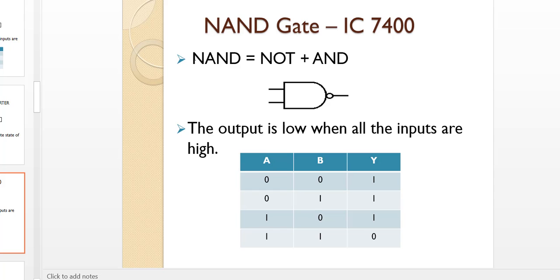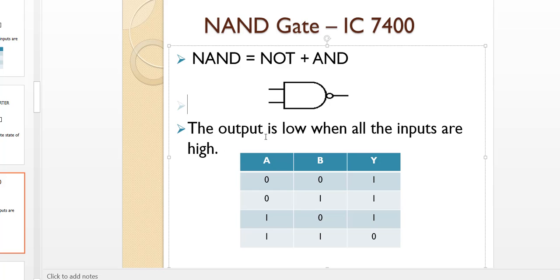See here, this is NOT, and this is an AND, correct? So this is nothing but NOT plus AND, a combination of NOT plus AND. So we have the AND symbol, and we have marked the bubble over it. This bubble indicates the NOT. So this becomes the symbol for the NAND gate. We have the AND gate symbol and the bubble mark over it, so that becomes the symbol for the NAND gate.